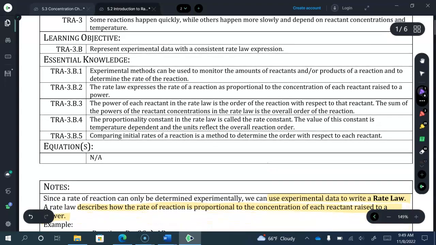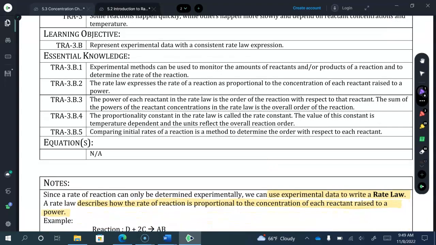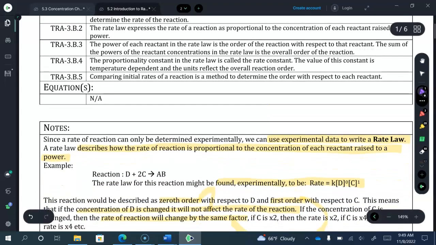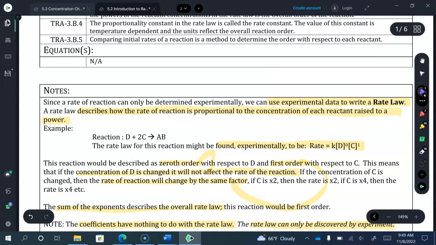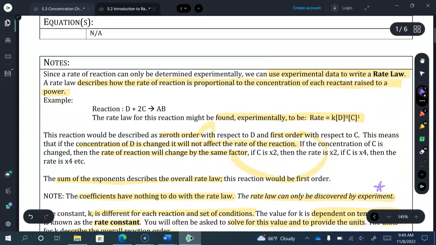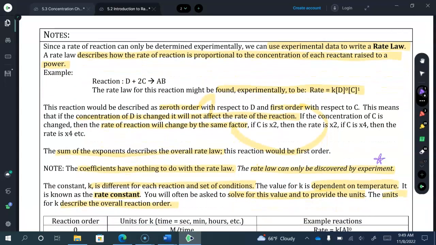This means that we will look at experimental methods that can be used to acquire data and how we can use math and proportional relationships to determine the rate law, which is a way for us to measure and express how fast or slow rates of reactions occur.